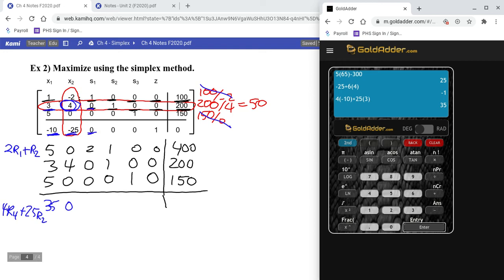4 of these plus 25 of these is 0. 4 of these plus 25 of these is 25. 4 of these plus 25 of these is still 0. 4 of these plus 25 of these is 4. And 4 of these plus 25 of these, 25 times 200 is 5,000. Okay, guess what? We're finished. How do we know we're finished? No negatives in that bottom row. The indicators are all positive, so I know I'm finished.